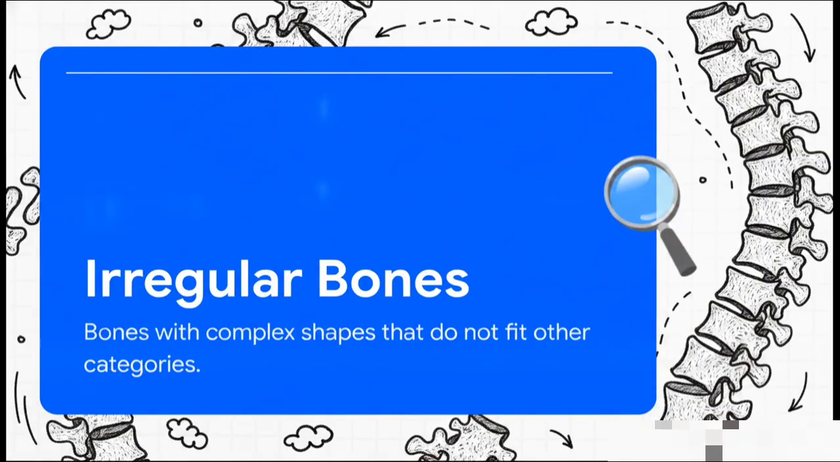Okay, the fourth category is irregular bones. These are the ones with really complex shapes that just do not fit into any of the other categories we talked about. Your spine or your vertebrae is actually the perfect mental picture for this. It's a highly unique structure, right? It has all these various bumps and outcroppings pointing in a bunch of different directions.